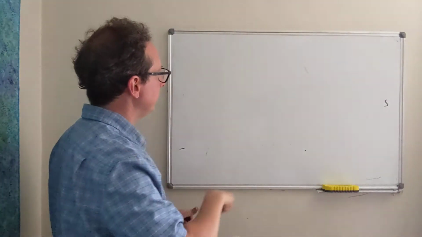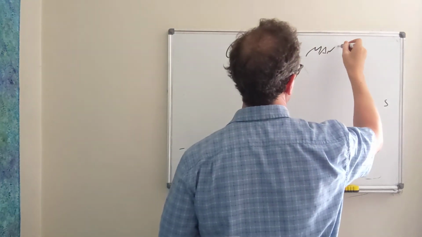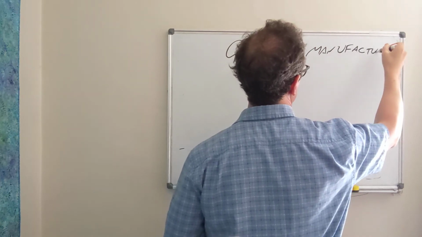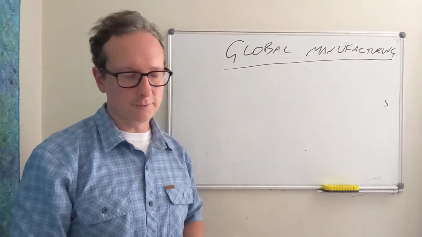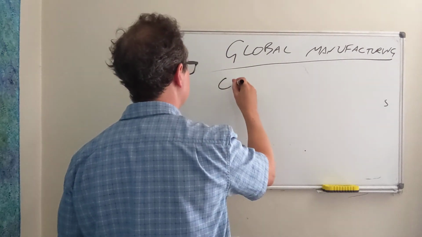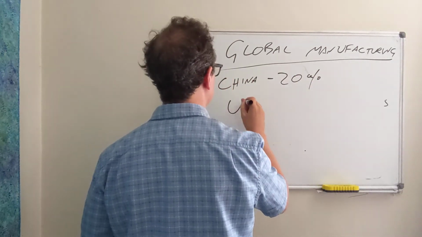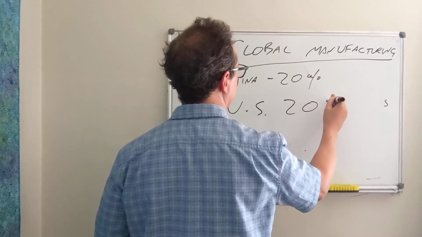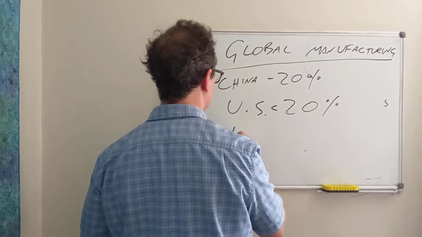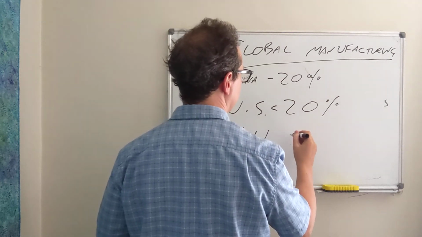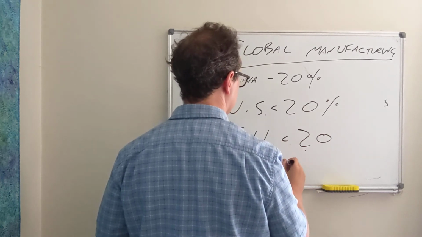So again, global manufacturing. And this is just making things, making goods, right? And China has 20% of that. The U.S., 20% of that. Maybe we'll say a little bit less than 20%. And the EU, the European Union, has a little under 20%. And Japan has about 10%.